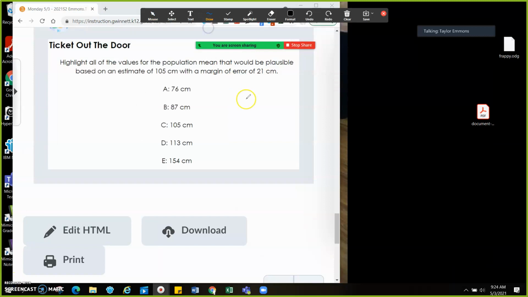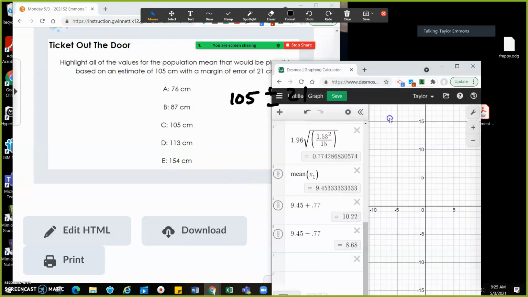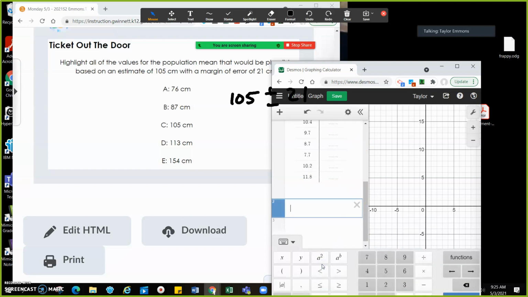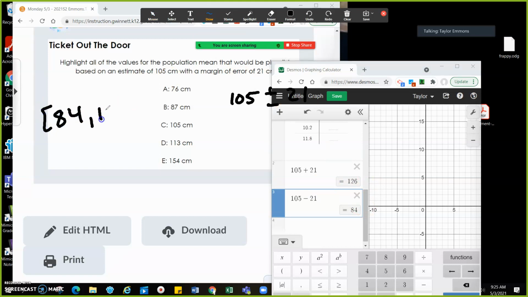All right, so if I'm creating an interval, I'm going to take the mean, which is 105, and add and subtract 21 to it. So I'm going to go into my calculator and type 105 plus 21, and then 105 minus 21, and that's going to give me 84 to 126. So 84 to 126.